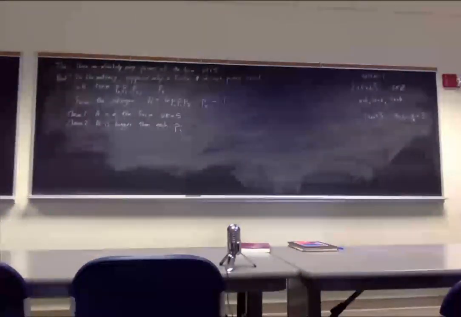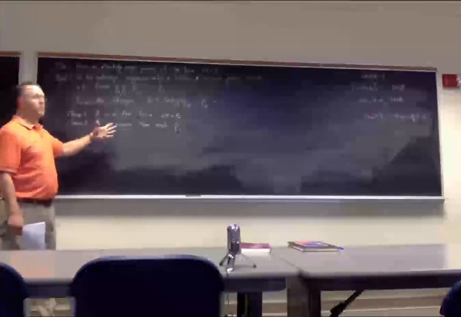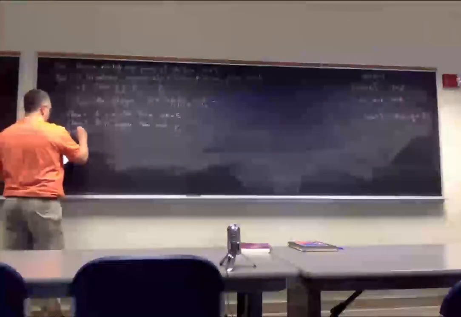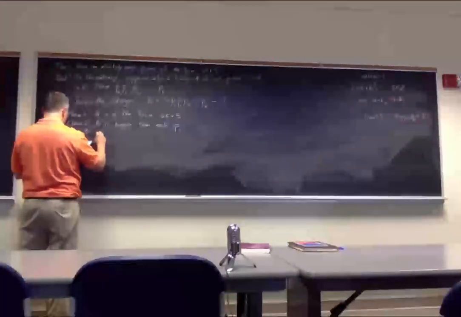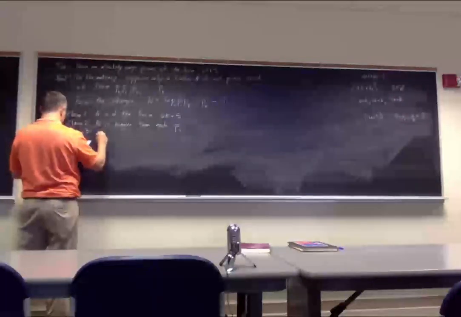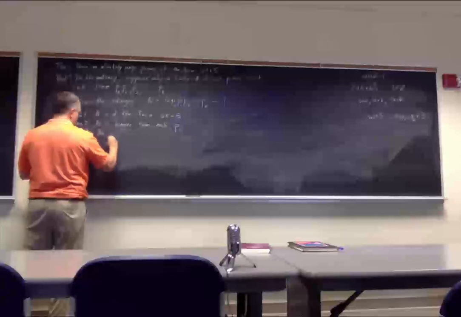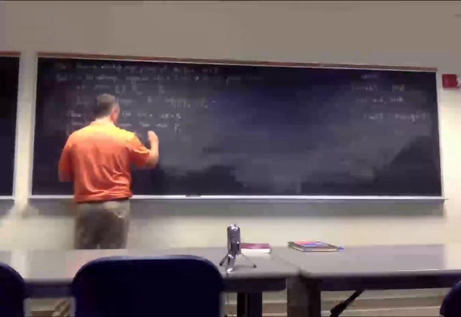I don't know. So all right, claim 1, n is of the form 6k plus 5, and claim 2, n is bigger than each of the pi. Everybody believes that? Okay, good. All right, claim 3. These are all the things that we're going to need to prove this statement. So no pi divides capital N.